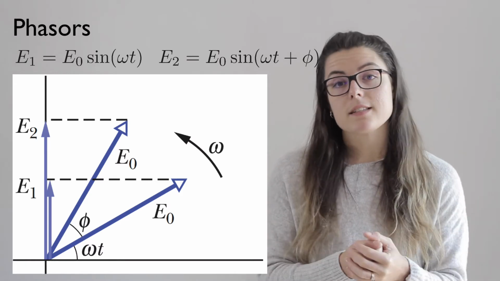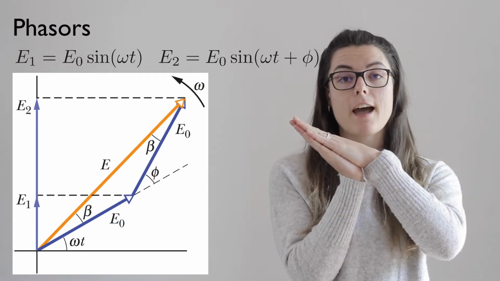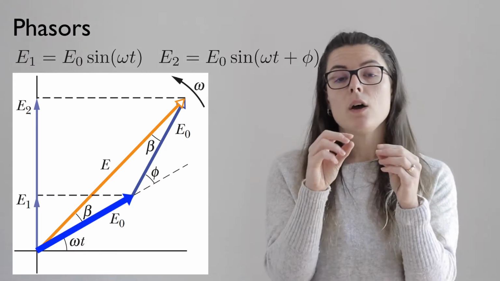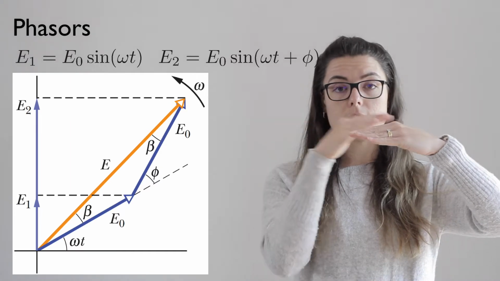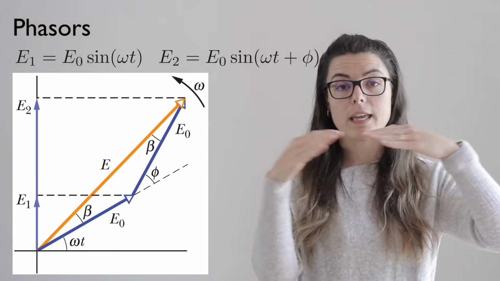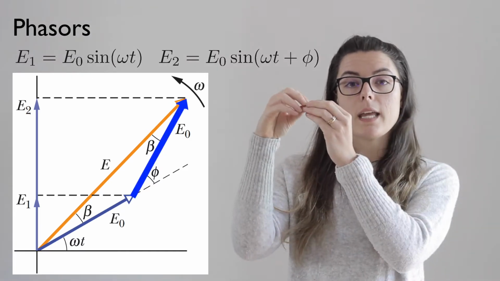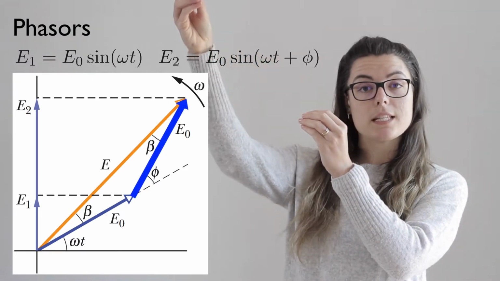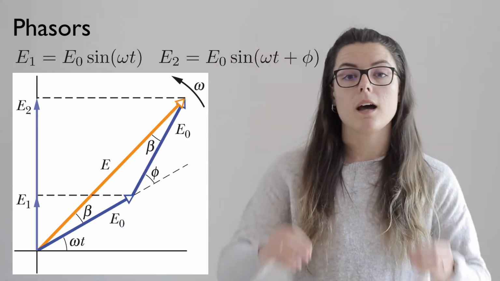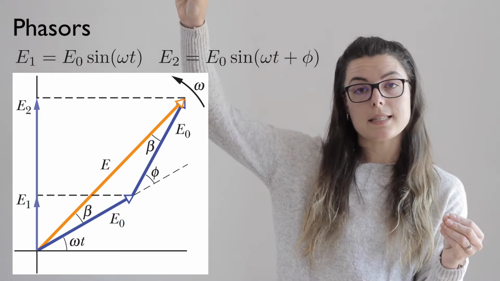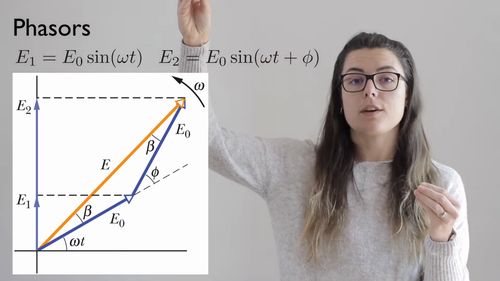Now, remember with vector addition, we add vectors head to tail. So we have our first vector, which is our E1 vector. So remember, it has a projection onto the vertical axis of E1, and it is E naught sine omega t. And then we have another vector. We add our E2 vector onto the end of that. So therefore, for our total vector, we join the two ends together and we end up with a total vector, and we'll call that vector, for example, E.